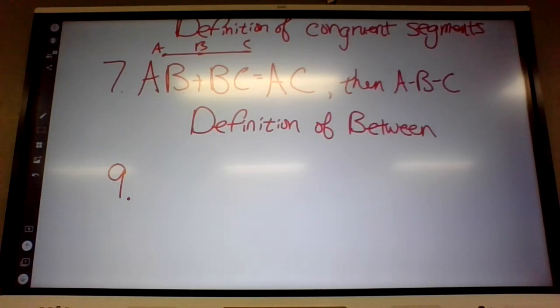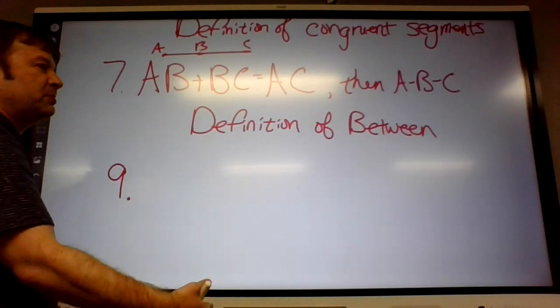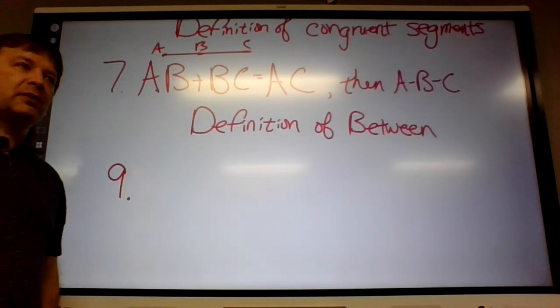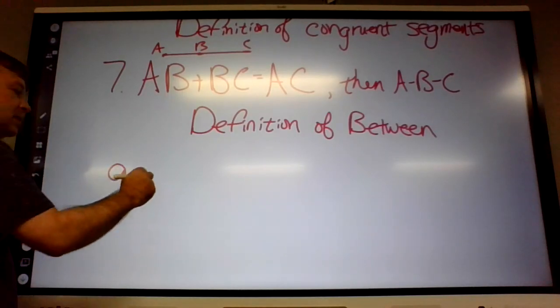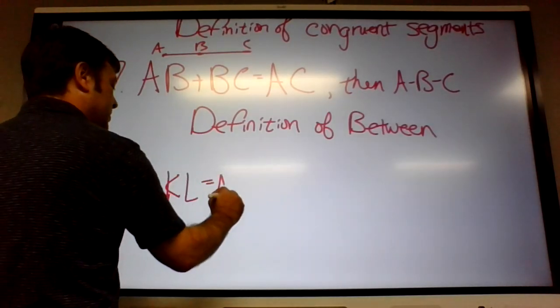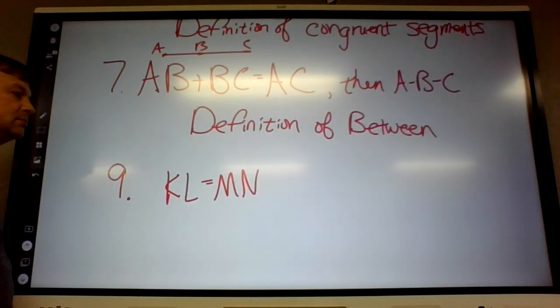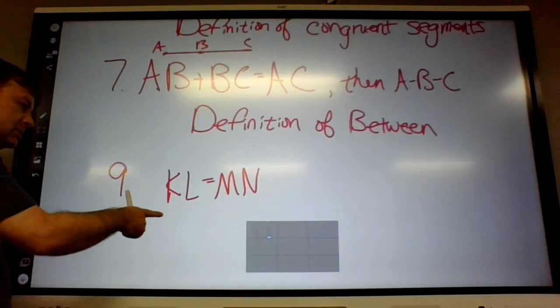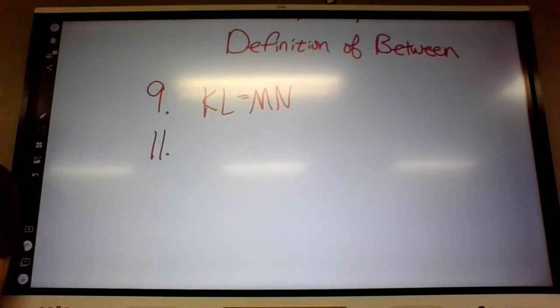Segment KL is congruent to segment MN, then what do we know by the definition of congruent segments? If two segments are congruent, then what do we know? We're kind of repeating what we've already done. The lengths are equal. So how do we say the lengths? We just put KL equals MN. The lengths of the segments are equal. That was 9.